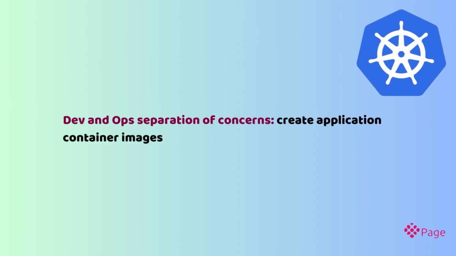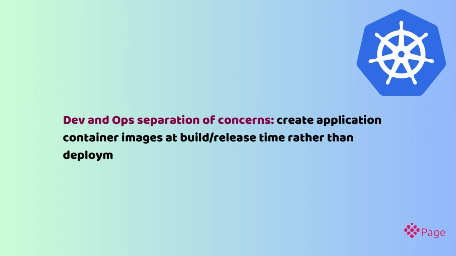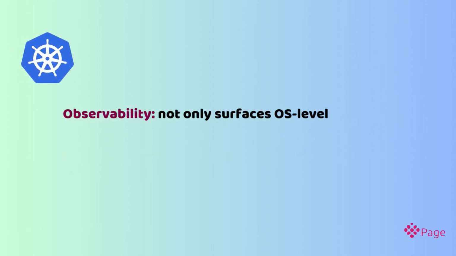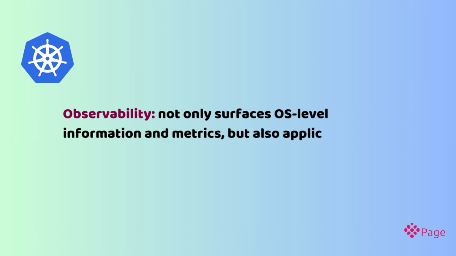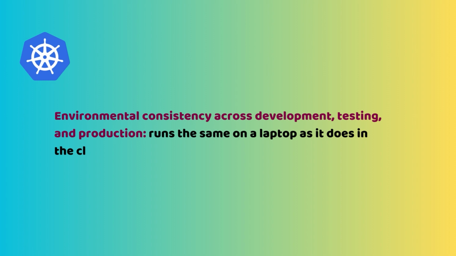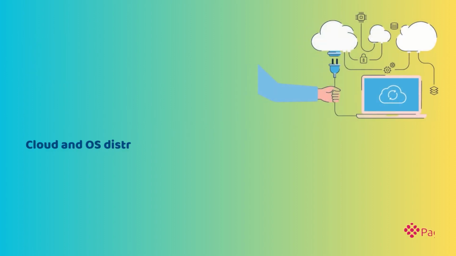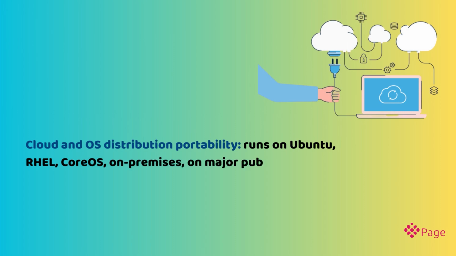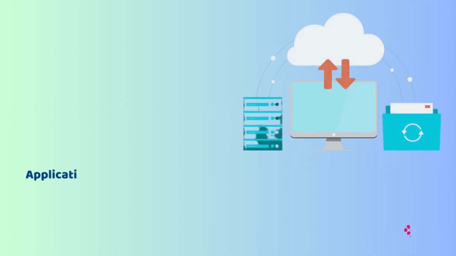Create application container images at build or release time rather than deployment time, thereby decoupling applications from infrastructure. Observability. Not only surfaces OS-level information and metrics, but also application health and other signals. Environmental consistency across development, testing, and production. Runs the same on a laptop as it does in the cloud. Cloud and OS distribution portability. Runs on Ubuntu, RHEL, CoreOS, on-premises, on major public clouds, and anywhere else.